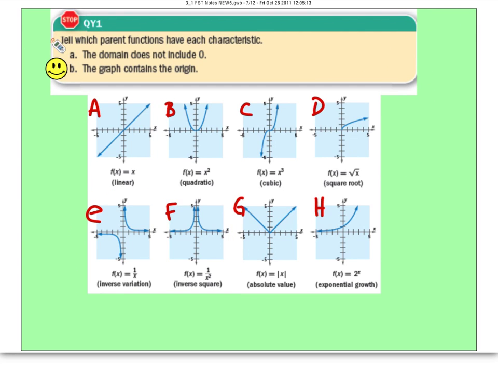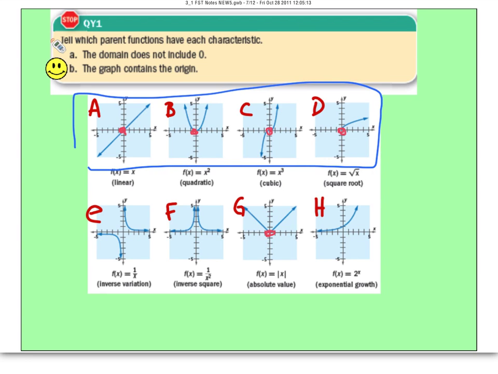Okay, question B. Which of the graphs contain the origin? To contain the origin means you have the point (0, 0) on your graph, so that one, this one here, and this one here. So what we're seeing, the ones that contain the origin are the top 4 and letter G. The other ones do not.